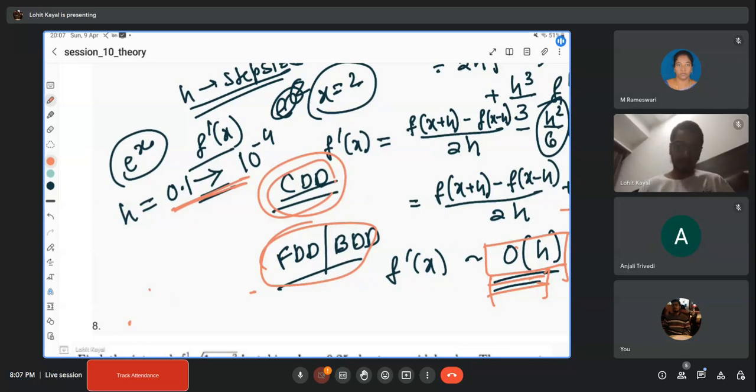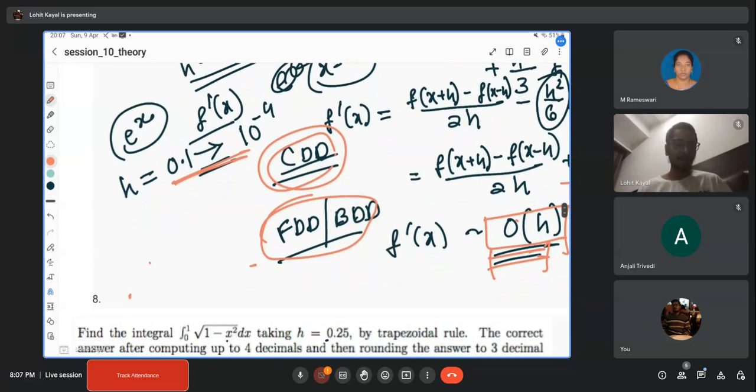Okay. So now using MATLAB, I will teach you how to use the trapezoidal rule and Simpson's rule for numerical integration. Okay, so let me open that.